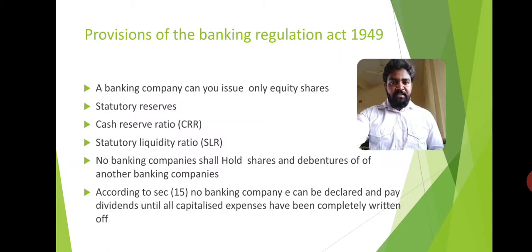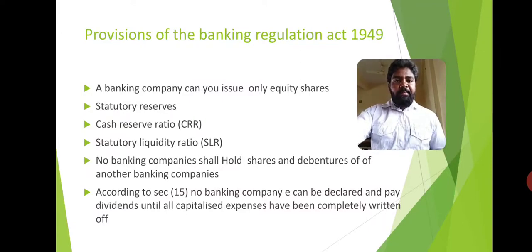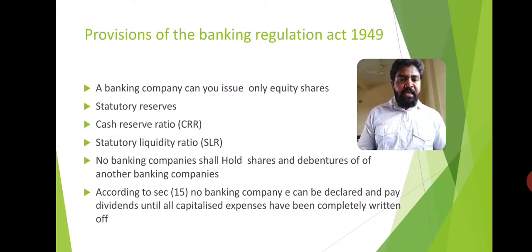And next, come to the statutory liquidity ratio, that is SLR. Here every banking company must invest 25% of its time and demand liabilities in gold and securities. Here banks should invest 25% of their time and demand liabilities in gold and securities like shares, debentures and bonds. This condition is to be followed by banks.